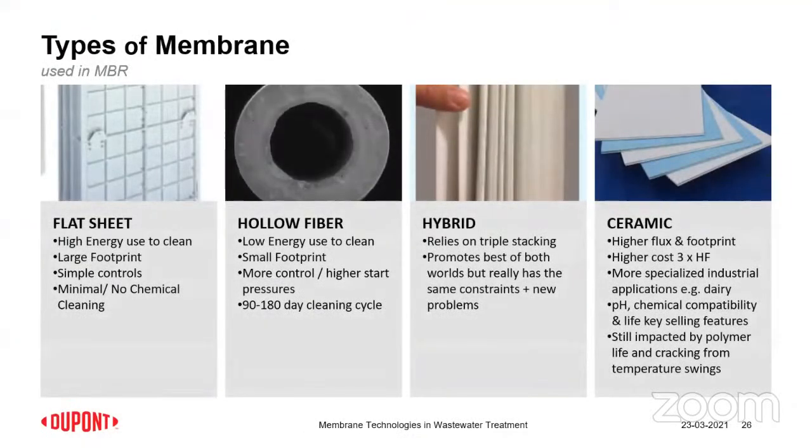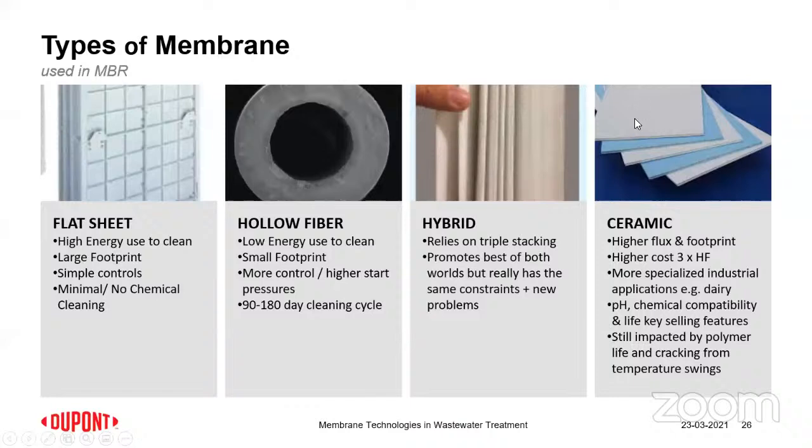Like in membrane filters, even in MBR, there are many formats available. In the olden days, it used to be a flat sheet. It got upgraded to hollow fibers. Then came a hybrid system, which is a combination of flat sheet and hollow fiber. Switching from polymeric materials, there are manufacturers who started making membranes in ceramics.